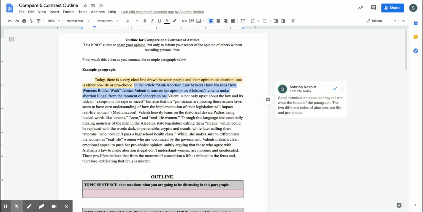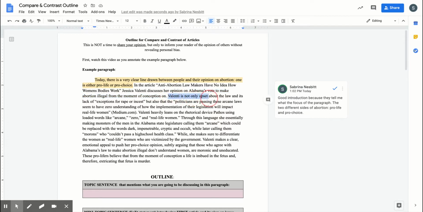So notice it has all the elements. It has text type, article, it has title, it has the author, and then it has the focus, her opinion on Alabama's vote to make abortion illegal from the moment of conception on. This is a mini topic sentence. So this means that the rest of this half of the body paragraph is going to be talking about Valenti's opinion on abortion. And then we get our quote.